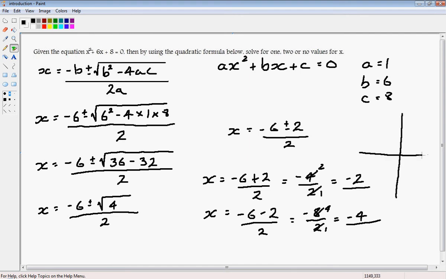So if we were to put this on a graph, and we drew the graph like this, sorry it's a bit rough but it'll give you an idea. Here the graph is cutting at minus 2, and here the graph is cutting at minus 4. This is what this means. The solutions are where the graph cuts the x-axis.